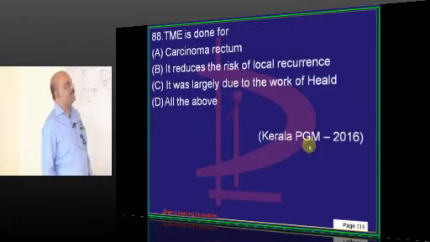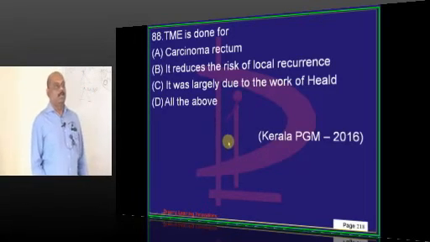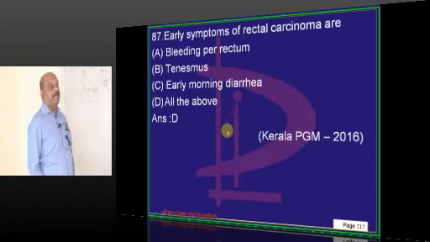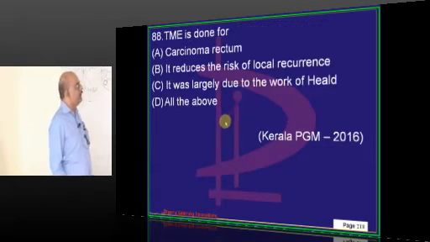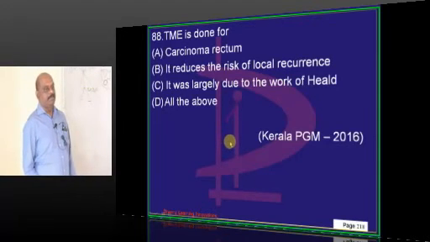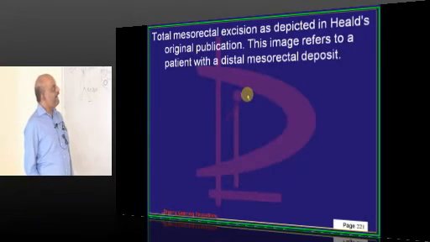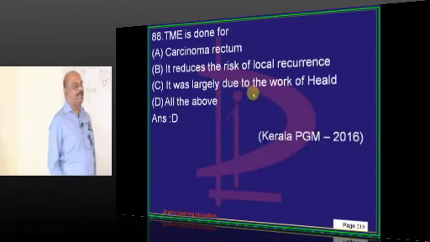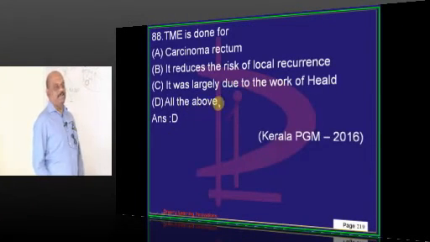Rectal carcinoma leads to bleeding per rectum as the most common presenting feature. Early. Spurious diarrhea is also found. All of the above, okay. TME is done for, first of all, what is TME? Telemedicine examination? What is TME? Total mesorectal excision. If you know what TME is, you will answer carcinoma rectum easily. Anyway, all of the above is there, no?